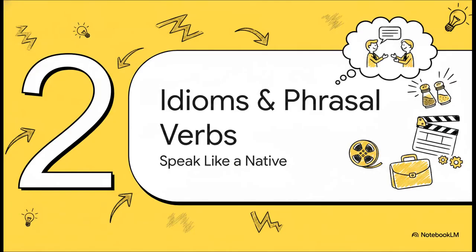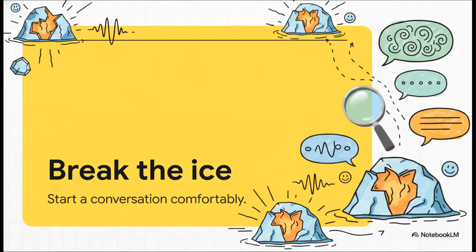Moving right along to part 2, idioms and phrasal verbs. Basically, speaking like a native. Native speakers absolutely love dropping idioms into their speech. They're basically the spice of the English language. Take the idiom break the ice. This just means starting a conversation comfortably, usually when you're in a room full of strangers and things feel a little tense or awkward. To see how this works in real life, think about this sentence.